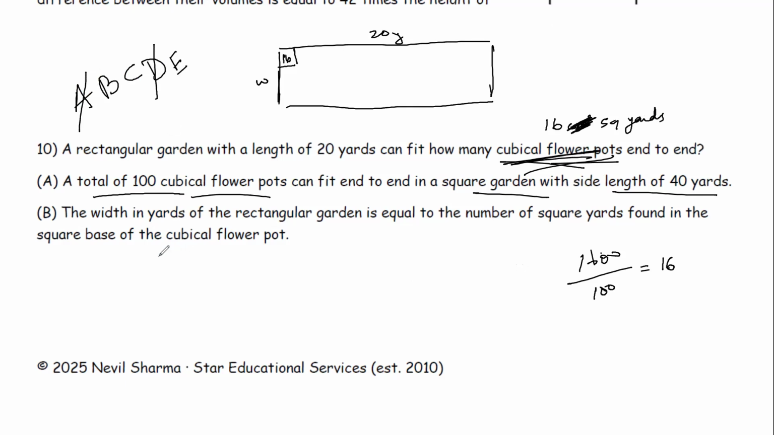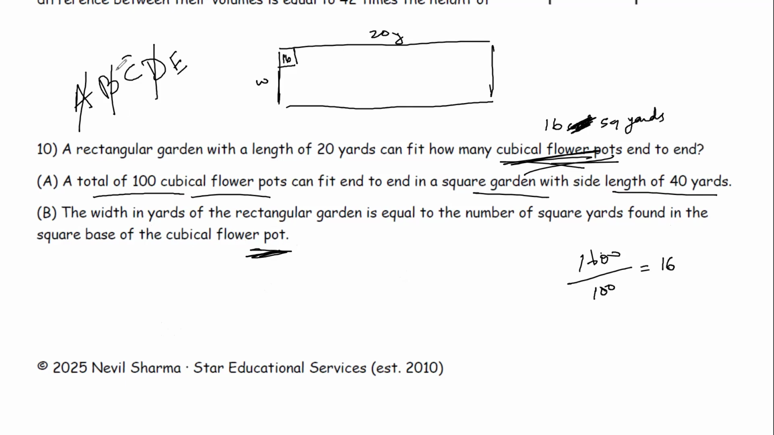A's out, D's out. The width in yards of the rectangular garden is equal to the number of square yards found in the square base of the cubical flower pot. All right. So this is all words, no numbers discussed whatsoever. So second statement doesn't answer the question. We need to know the width, correct? And we need to know the dimension of the cubical flower pot. So we don't know that.